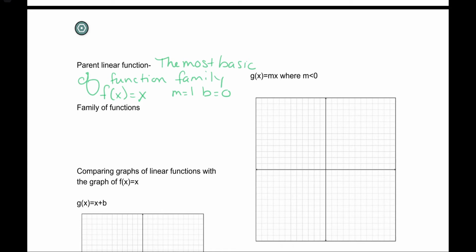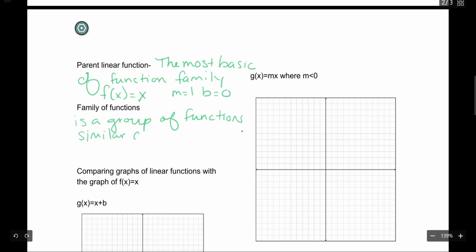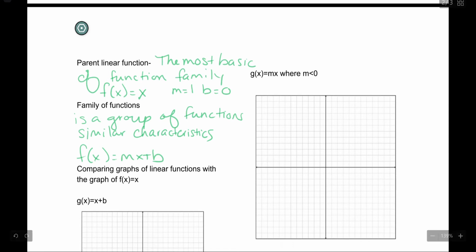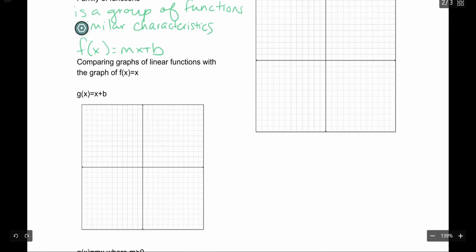A family of functions is a group of functions with similar characteristics. So for our linear functions, f of x is equal to mx plus b. Okay, so I would suggest that you get one color of pencil for the ones that we're going to compare and another color for just your basic one. I'm going to choose my basic one of green, and then I'm going to graph the other ones in black. So our most basic, again, starts at 0, goes up 1 over 1, or down 1, left 1. So we have our straight line.